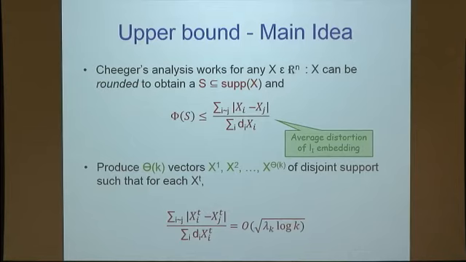So if I can find theta k such vectors, each having disjoint support and small average distortion, then I'm done, right? Because I'll plug in this lemma to each of these vectors, and each of them will give me a set. So that's going to be my main goal for the rest of this talk: to come up with theta k such vectors which have disjoint support and have small average distortion.